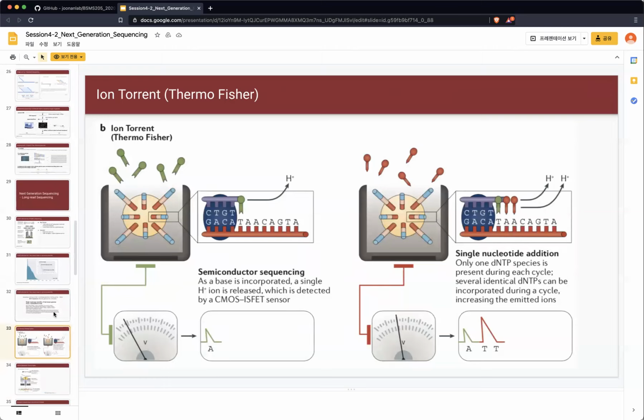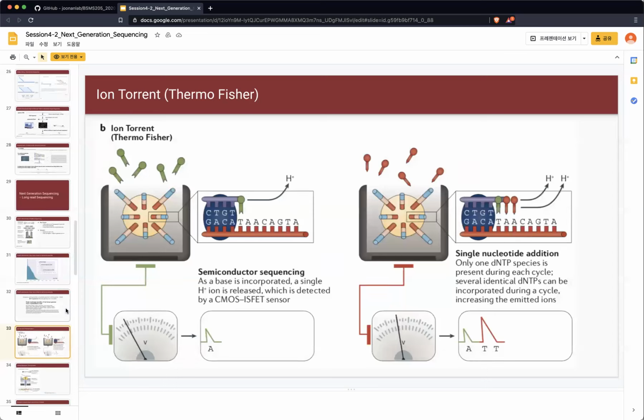Another technology for long read sequencing is Ion Torrent. I hesitate a little bit to call it long read. It could be somewhere between short and long. It's longer than Illumina, but it's not that long. But anyway, it's definitely longer than Illumina. Ion Torrent literally means using ions.